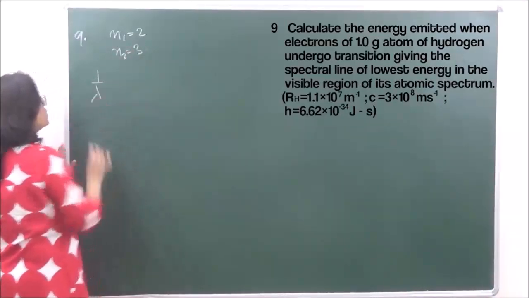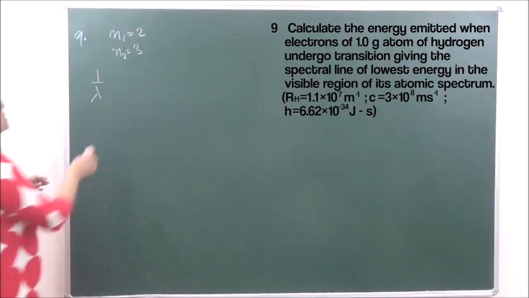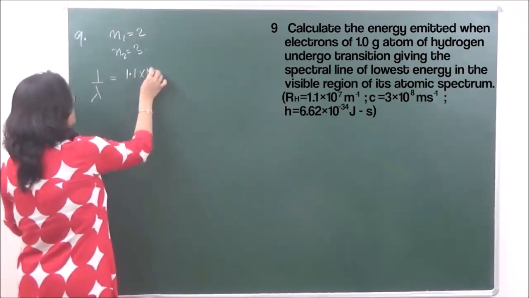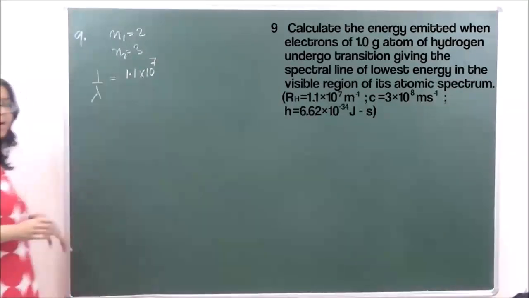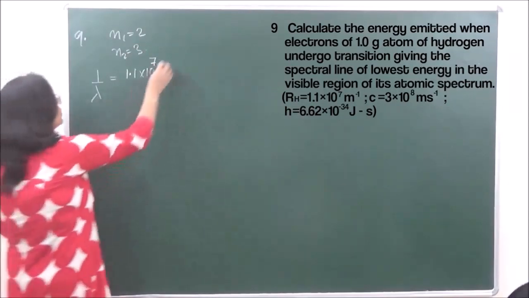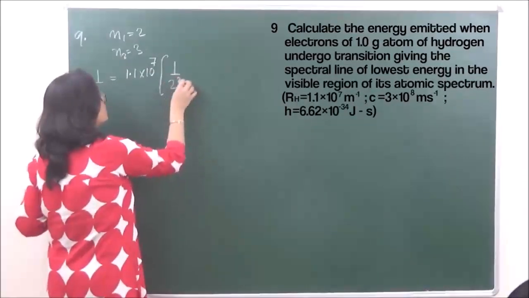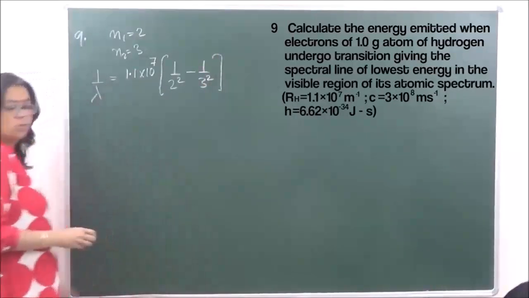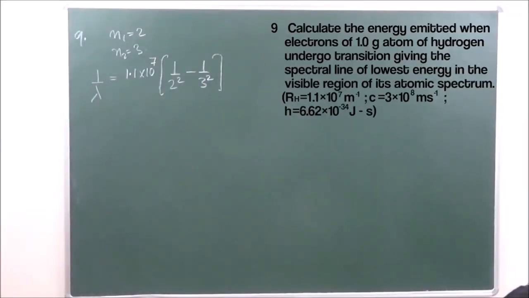So let's put the formula 1 upon lambda that is equal to 1.1 into 10 raised to power 7, this is the value of R given to us over here in the question, into 1/2 squared minus 1/3 squared. And let's not take the value of this thing over here, let's take it also, doesn't matter. So what are we going to get over here?